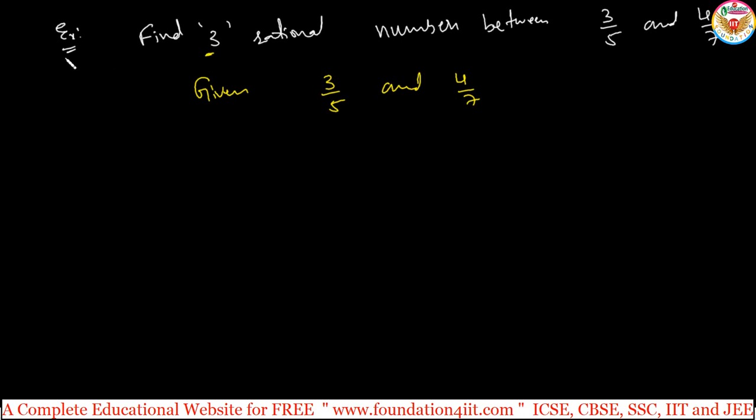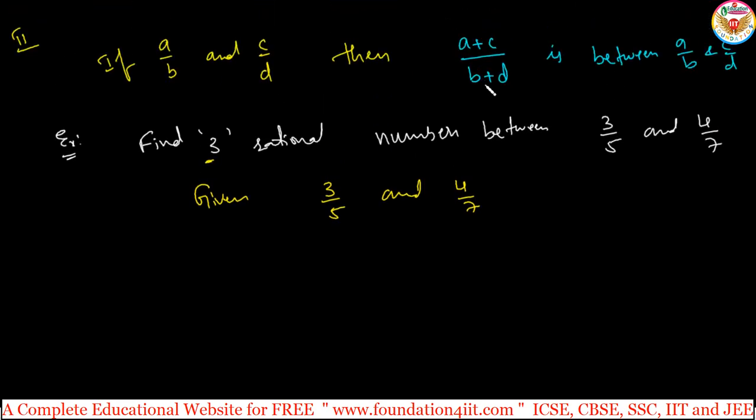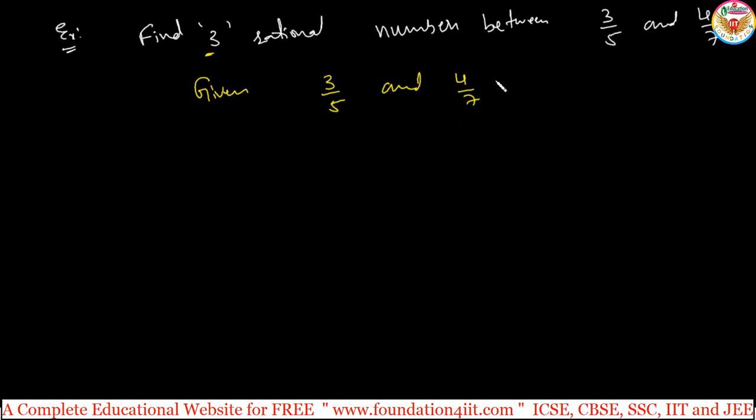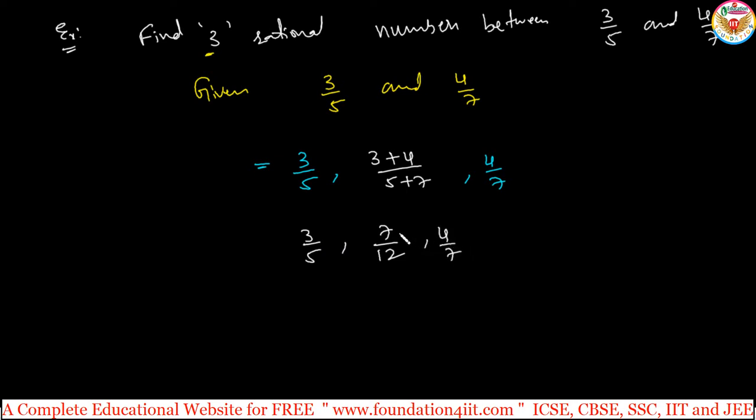According to the method, a plus c, the sum of the numerators, by b plus d, the sum of the denominators, is exactly between them. Now between 3 by 5 and 4 by 7, the 3 by 5 is the first one and the third one is 4 by 7. Exactly the middle one is (3 plus 4) by (5 plus 7). Now if you simplify, 3 by 5, 7 by 12, 4 by 7. Obviously 7 by 12 is in between 3 by 5 and 4 by 7.